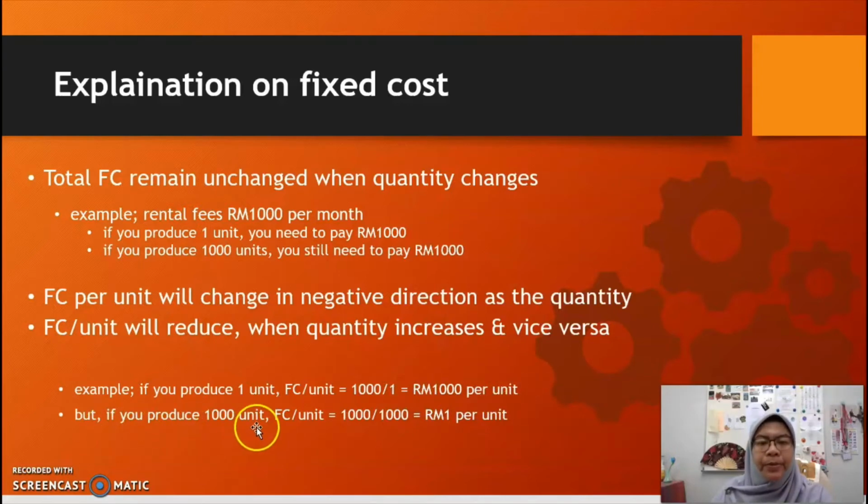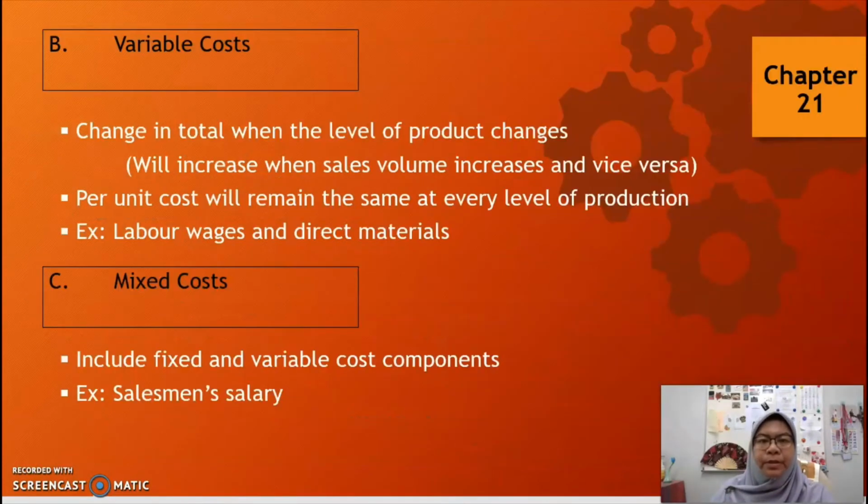But let's say you produce 1,000 units. So fixed cost per unit is equal to 1,000 ringgit divided by 1,000 units. So you can say that it is 1 ringgit per unit only. So you can see that when quantity increases from 1 unit to 1,000 units, fixed cost per unit decreases and vice versa. Okay, so that is the explanation on the fixed cost.